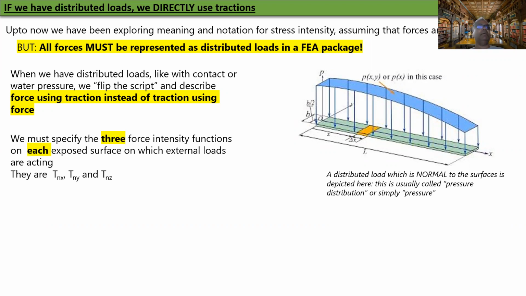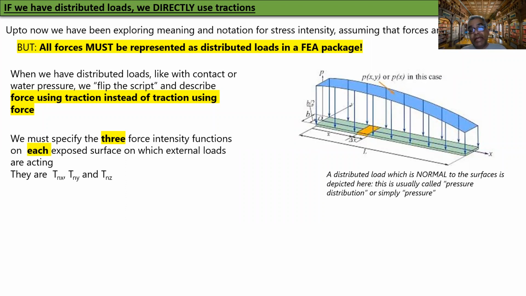So what I mean by that is at every location on an exposed surface, we have to specify 3 force intensity functions. They are called Tnx, Tny, Tnz. You remember the notation? Tnx means force intensity on the plane whose normal is n in the direction x. Tny is the force intensity on the plane whose normal is n in the y direction. Tnz is the force intensity on the plane whose normal is n in the z direction. If the plane changes, you have to change the n also.